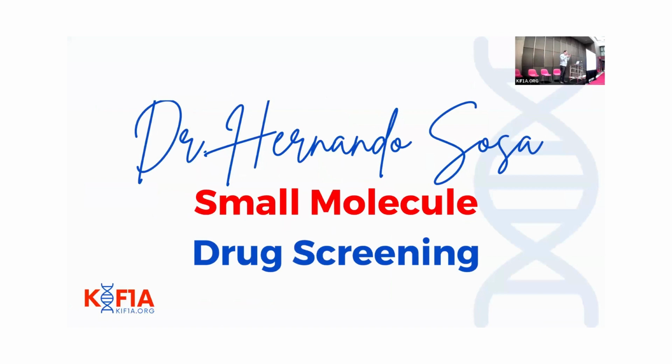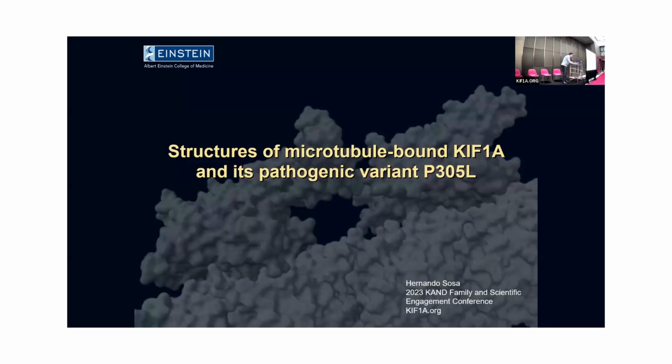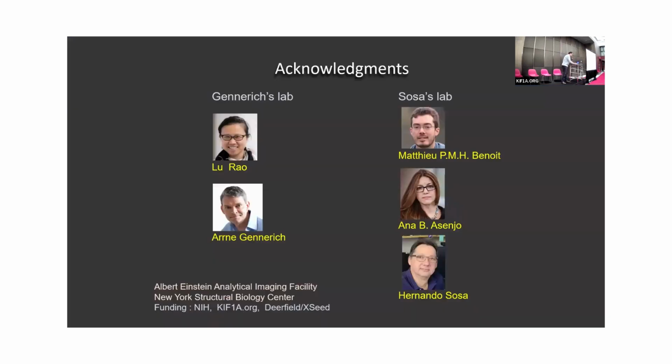My talk, we're going to get to the very, very details of the molecule. I hope that I don't put everybody to sleep, but it's going to be short. So we're going to talk in general about the structure of KIF1A and then of the particular mutant P305L. So this is the beginning of this work.